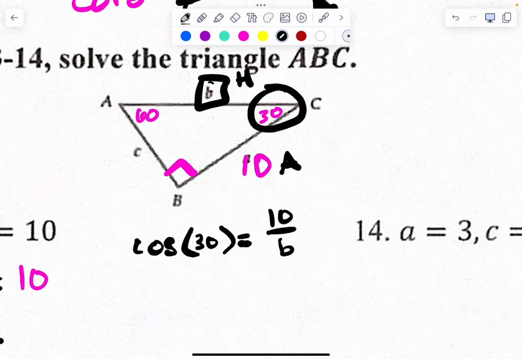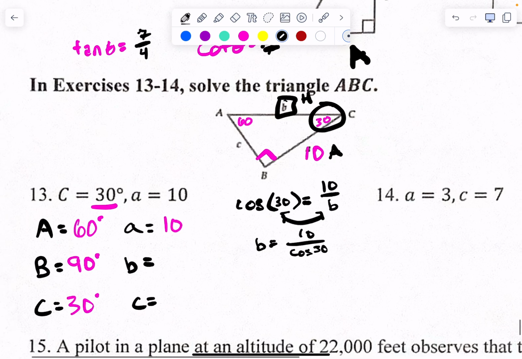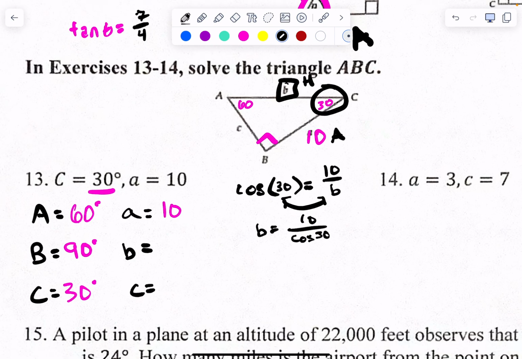How do I solve for b when the b is on the bottom? I switch them. So b is equal to 10 divided by cosine 30. And you get something like, I don't remember. What is b? 11.5 for b.